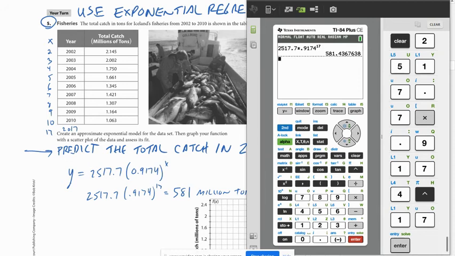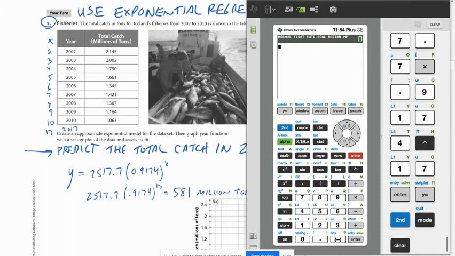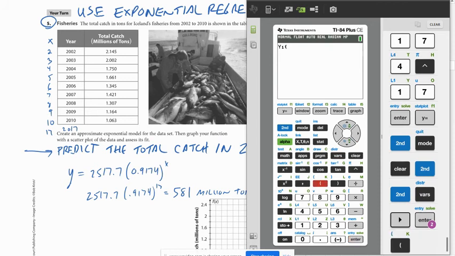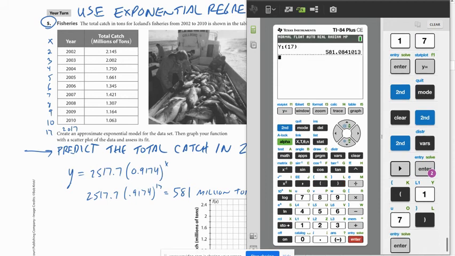Another way to get this, I'll show you a couple of ways. Since we already have this function entered as y1 right here, back on our home screen, watch this. We're just going to go vars. So variables, y variables, function y1 of 17. Enter. It tells us it's 581.1. Still very close to 581. That's the same answer we got from before, but this one's actually more accurate because it used all the decimal places, whereas we rounded our decimal places.